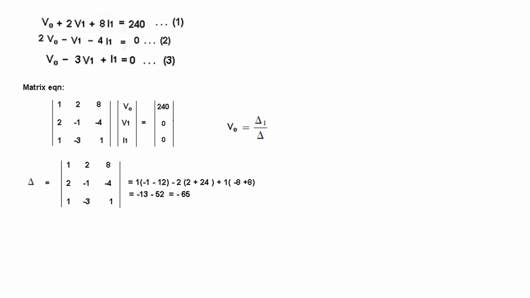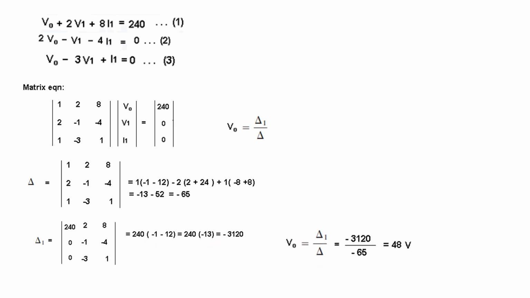And similarly for delta 1, we replace the first column with the output voltage. So replacing the first column with the output voltage and solving, we get -3120. And now we can easily calculate V naught by delta 1 over delta, putting in the values. So the answer is 48 volt.